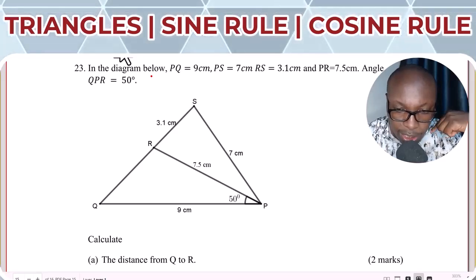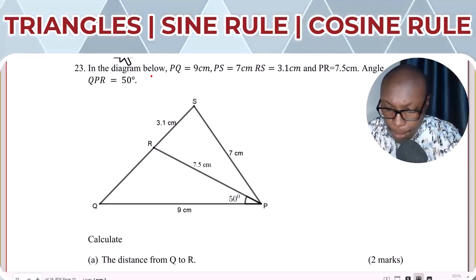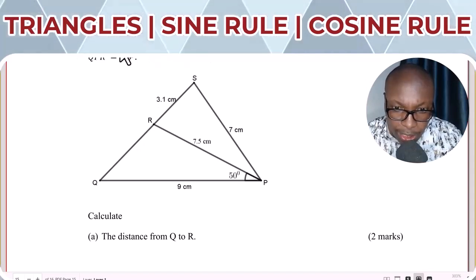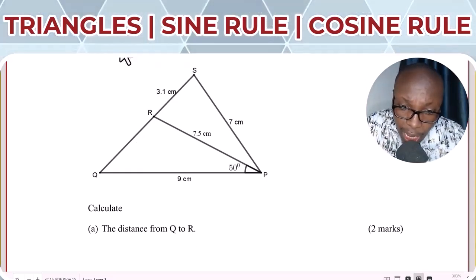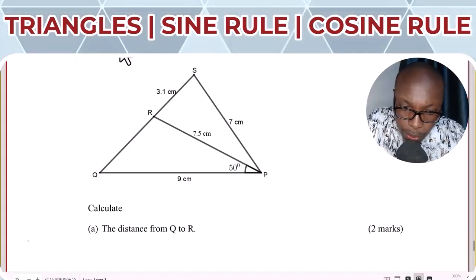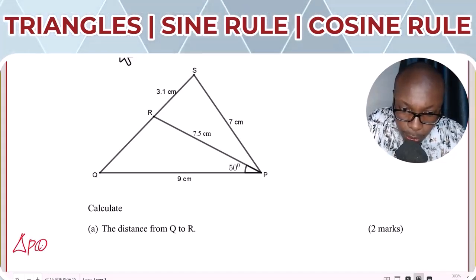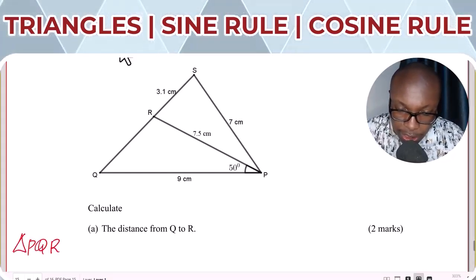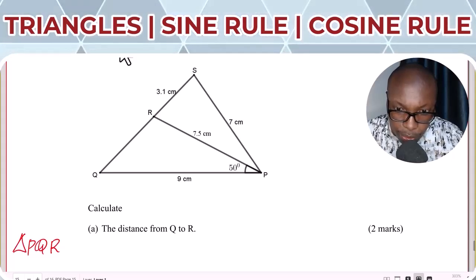Q to R, you can see in the diagram, Q to R. Now, how do we calculate that distance? To calculate that distance, I will consider triangle PQR. So that is the triangle that I'm going to use that will help me get that. So look at triangle PQR.